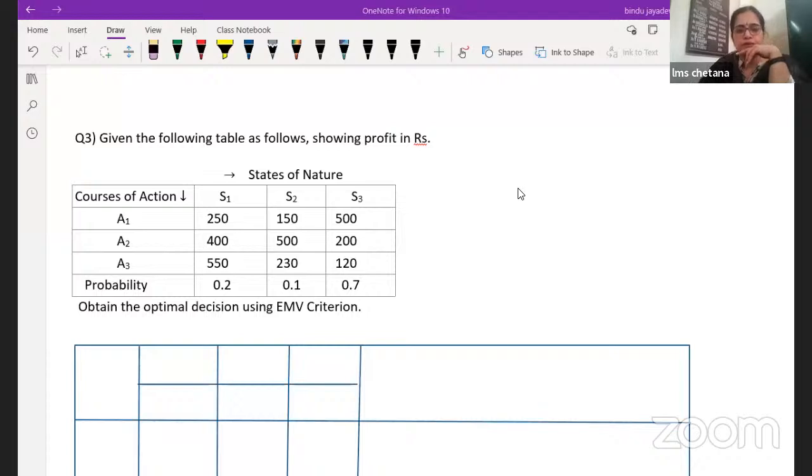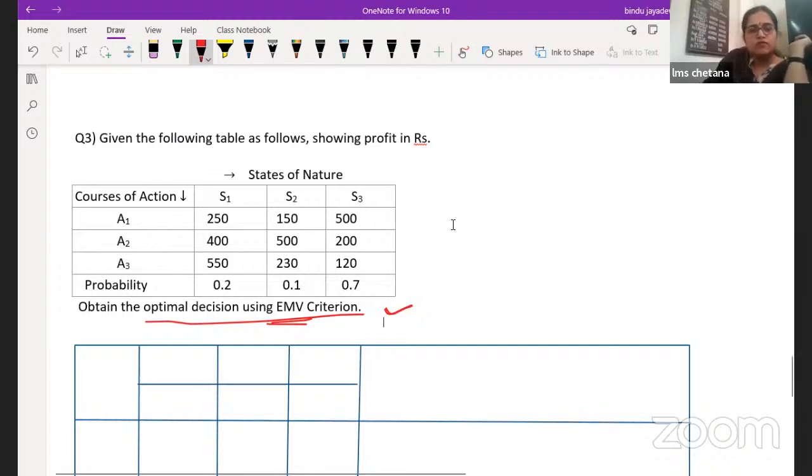Okay. Next question, please listen. What is this one? This is no tree, no picture. They are asking you to find the optimal decision by EMV criteria, without a tree. With a tree, I showed you how to do it. Now, without a tree, how to do EMV criteria.